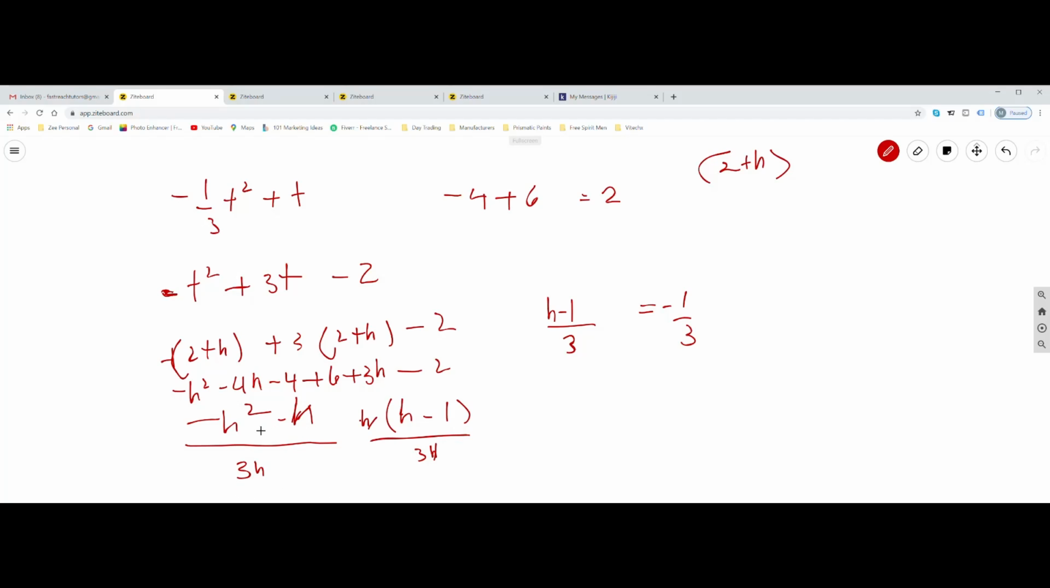Then we can factor out an h, and you're left with h minus 1 over 3. Then we substitute the 0 into h, and we get -1 over 3. And the -1 over 3 indicates that the medicine in the blood is decreasing over time.